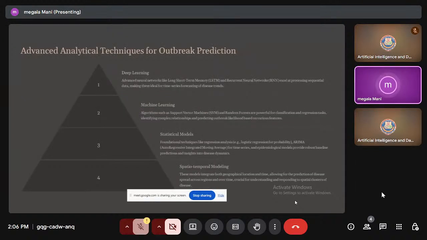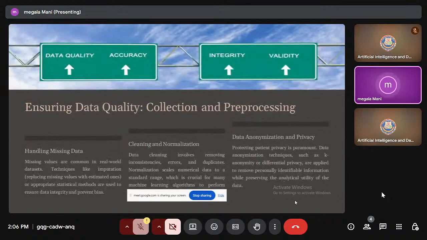Next are advanced analytical tools for outbreak prediction. With the previous data quality and pre-processing, you use normalization to reduce anomalies. Everyone knows the details, right? So I don't want to go in depth. If you have any doubt, I will discuss it. We'll go for the next.